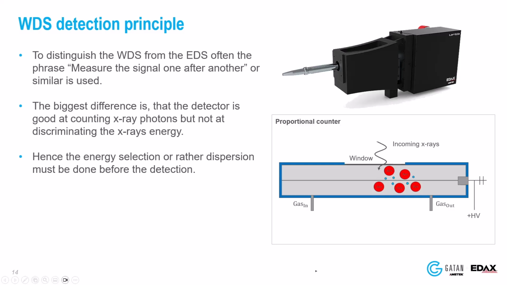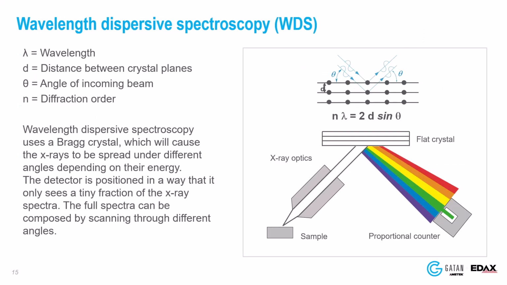The detectors used in WDS systems are proportional counters and, as the name implies, are extremely good at counting. They really only do count and cannot distinguish X-ray energies themselves. The energy selection therefore must be done before the detection. In contrast to EDS, not all energies are collected at the, let's say, same time. It's done in sequence, so one after another.